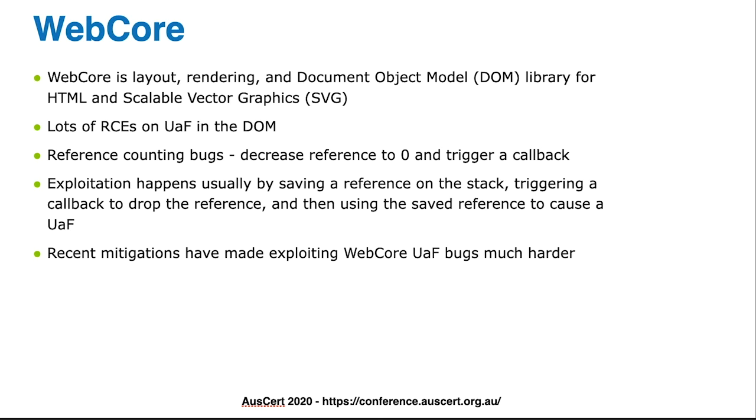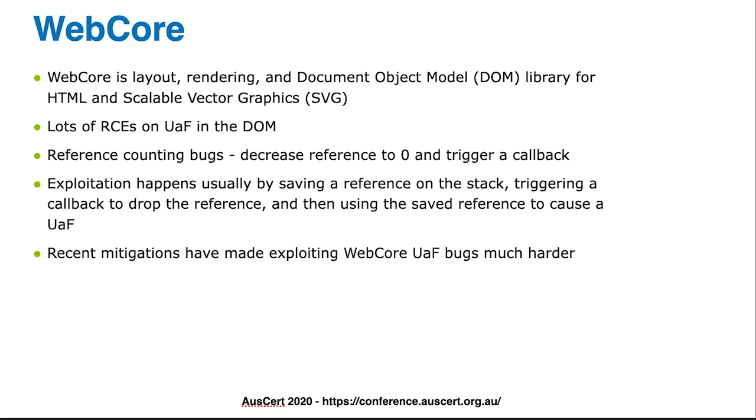Now what is WebCore? The WebCore is responsible for laying out, rendering, and displaying the HTML and SVG content on the browser, right? In the past there have been several RCEs because of use after free vulnerabilities in the DOM. One of the reasons for this is reference counting bugs, where you are able to decrease the reference count of an object to 0 and then trigger a callback to that particular object, which will cause a use after free. The way the exploitation usually happens is by saving a reference on the stack, triggering a JavaScript callback to drop the reference, and then using that same reference to cause a use after free.